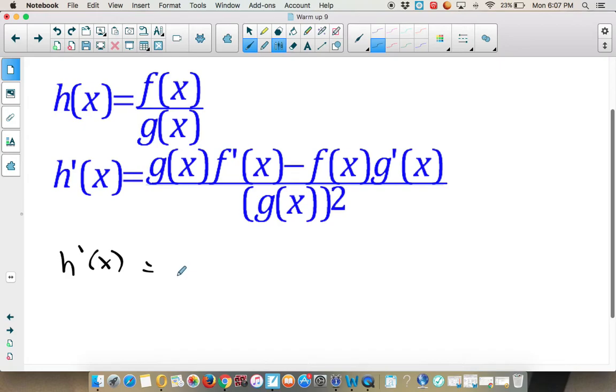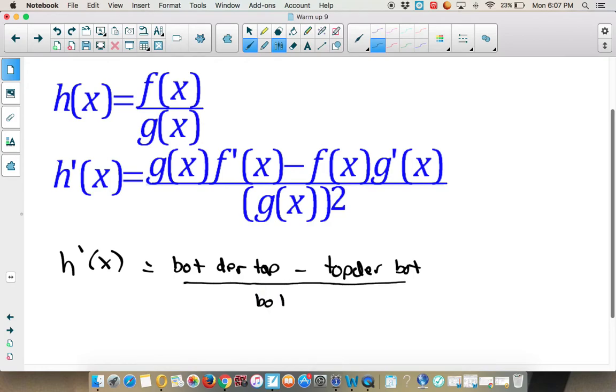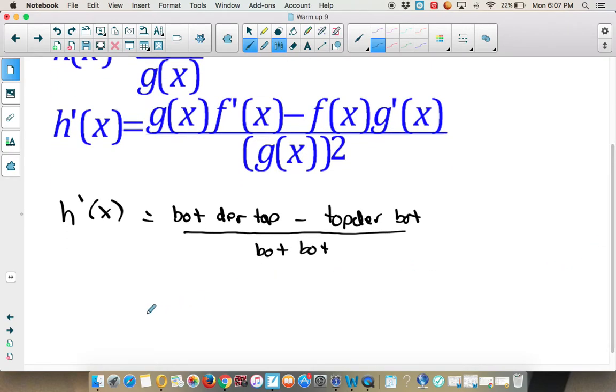There's two different phrases that you can use. The first one is bot der top minus top der bot, and the der stands for derivative, over bot. And for some reason, that really helps people remember it. The other way is ho d high minus high d ho over ho.